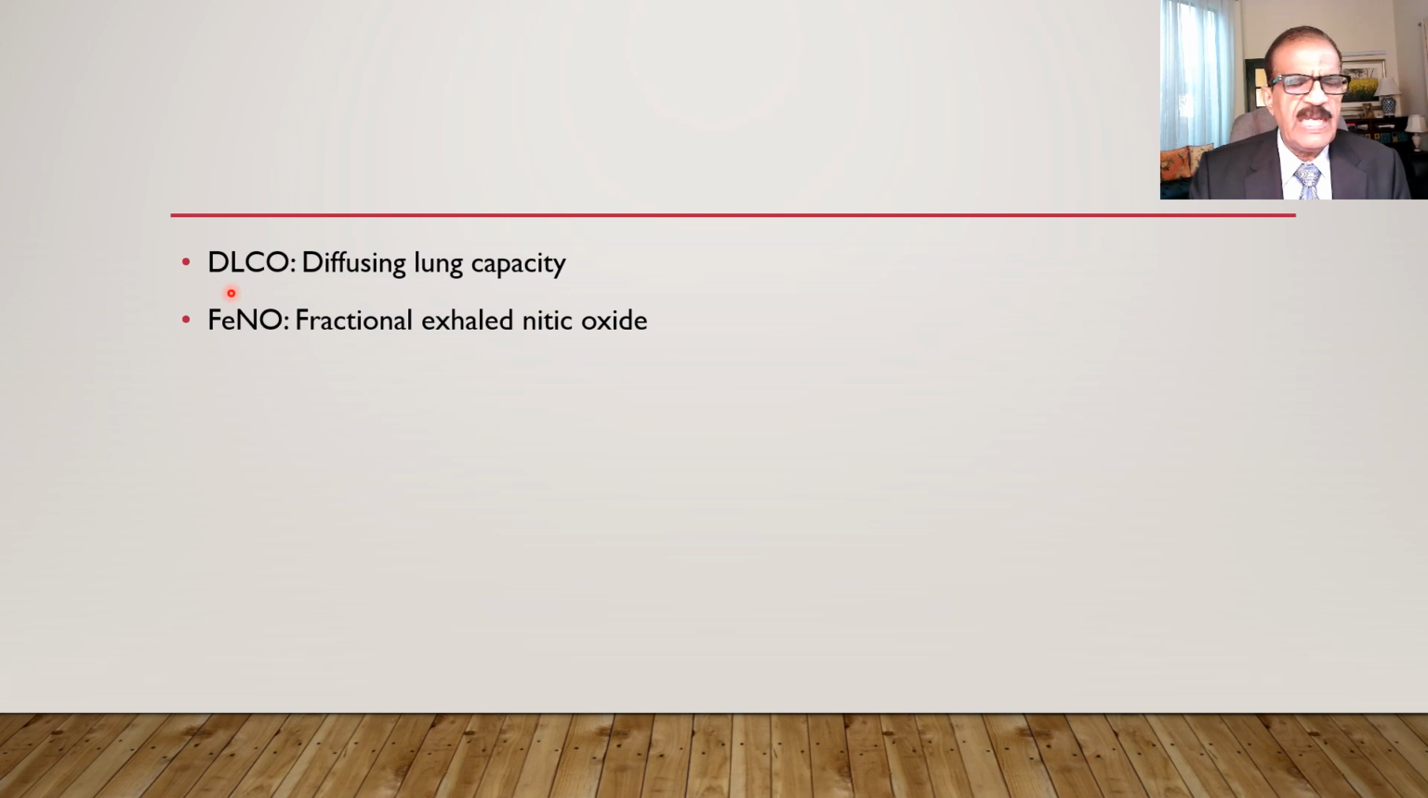Now this is DLCO. This is short for diffusing lung capacity. CO means diffusing lung capacity to carbon dioxide actually. What we want to know is what is the total surface area where gas exchange occurs, and if that surface area is physically intact and is capable of diffusing gases. Of course, we measure with carbon dioxide, but that would also be applicable to oxygen. If diffusing lung capacity to carbon dioxide is affected, that would also mean that oxygen diffusion is affected.